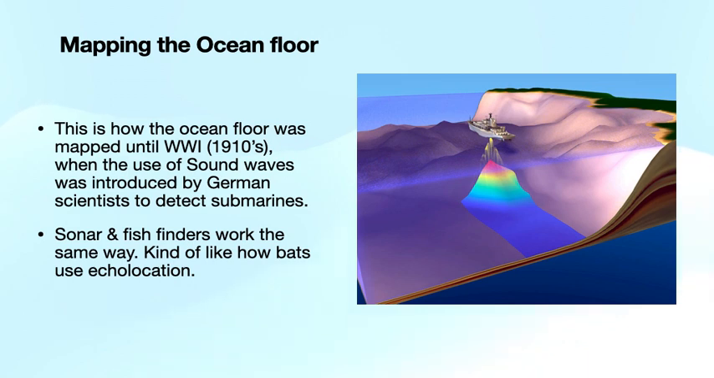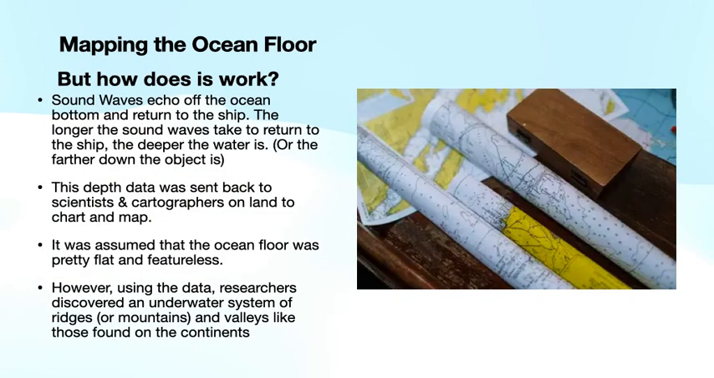which is when the use of sound waves was introduced by German scientists to detect submarines. Today's technology for sonar and fish finders works a lot of the same way. It's kind of like how bats use echolocation. So how does that work? Basically, sound waves are emitted from the bottom of a ship, and they bounce off the ocean floor, or submarine, or fish, or whatever you're measuring, and return to the boat. The longer those waves take to return to the boat, the deeper the object or the ocean floor is.